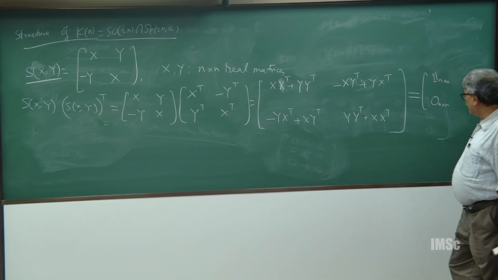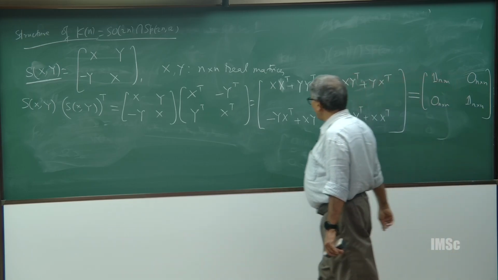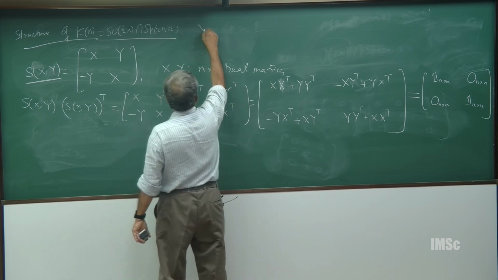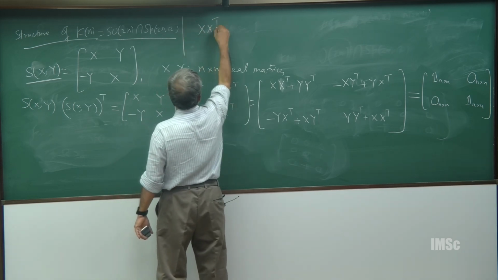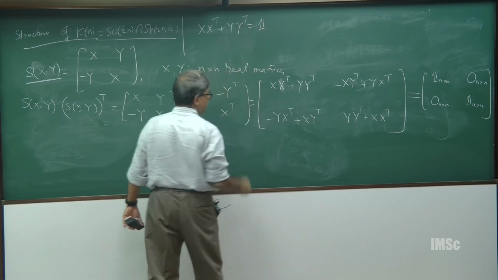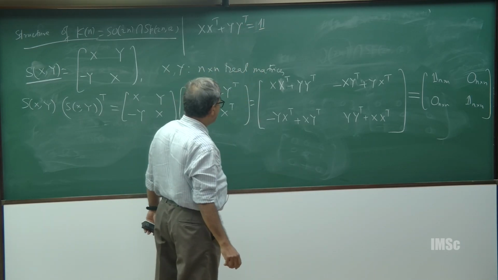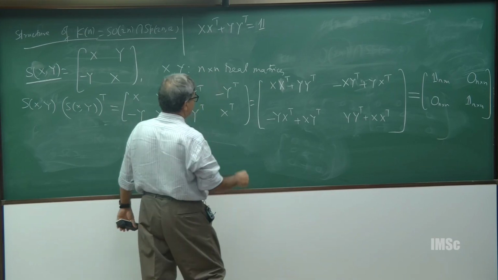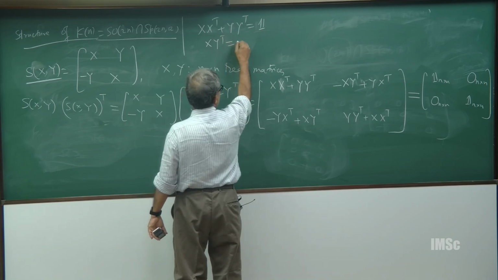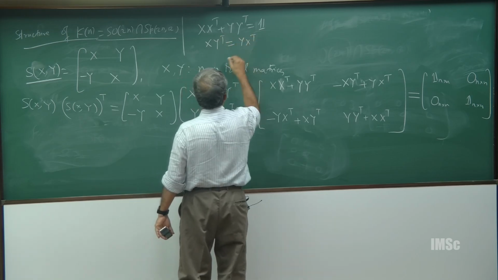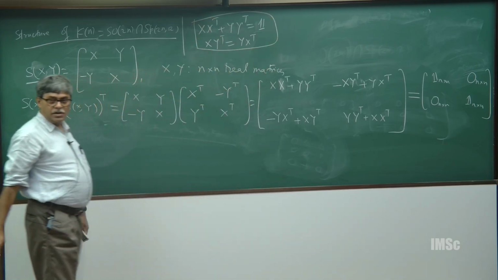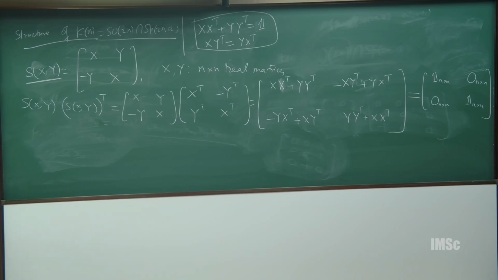And what does it mean? It means that x transpose plus y transpose is equal to identity, and what else? x y transpose is equal to y x transpose, right? These are the two things you get, isn't it?